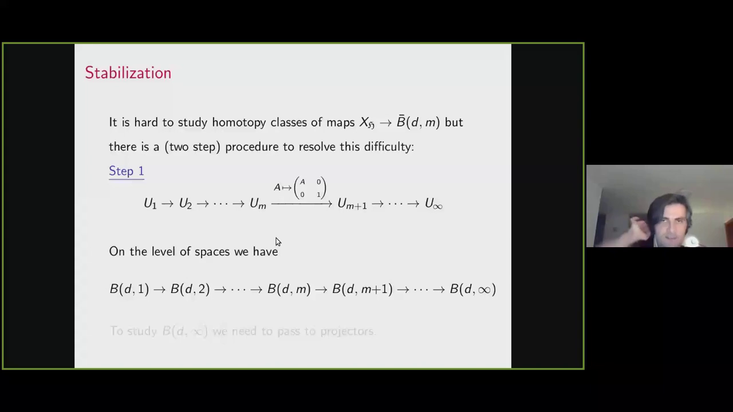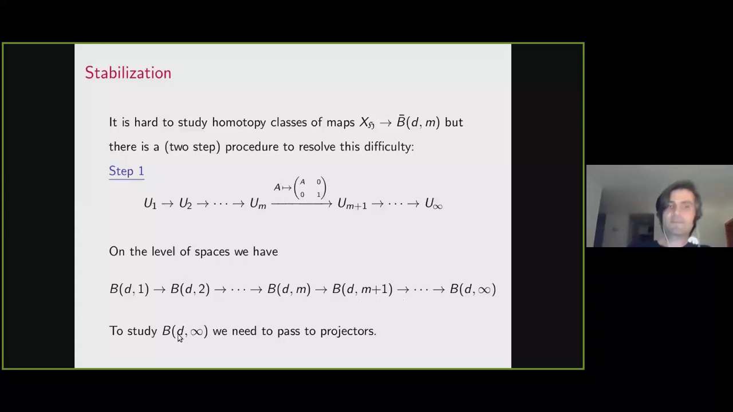On the space of contexts, we can do the same thing. We can just look at the induced map between these spaces of contexts, and then take the union of the spaces. So we get BD infinity at the end. It looks like we are making things complicated, but at the end, everything becomes much simpler, as we will see. To study this space, we need to pass to projectors from observables.